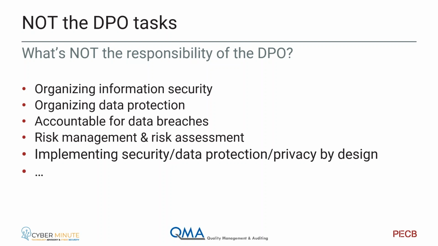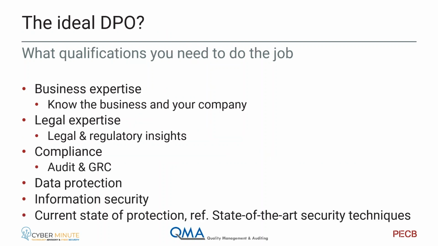He has an advising role there. He can help think about it, point out risks, threats, or vulnerabilities, but the risk management process itself is not his responsibility. It's not his responsibility to implement privacy by design. That's also for the development guys, but he can create awareness so that the developers know about it. So taking all of these elements into account, is there an ideal DPO? What qualifications do you need to be the ideal DPO?